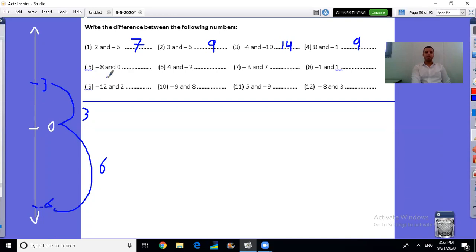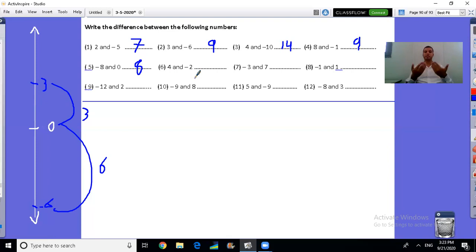All right, here, the 5th question, -8 and 0. What are we going to do? What is the difference between -8 and 0? All right, from -8 to 0, oh, it's down to up. -8 to 0, there are 8 numbers, Mr. Ahmad, 8 numbers from -8 to 0. 8. That's it. All right, question number 6, pause the video.